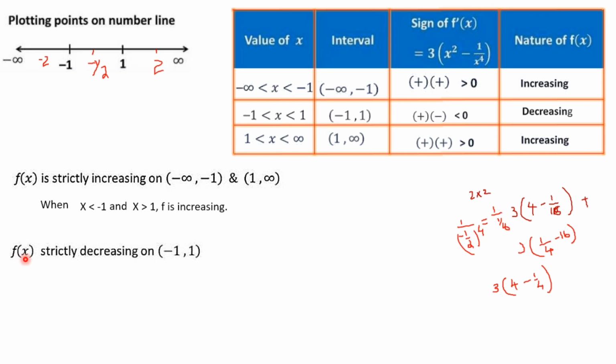And f of x is strictly decreasing between minus 1 and 1. Between minus 1 and 1, we can write it in inequality form like this: when minus 1 is less than x less than 1, f is decreasing.